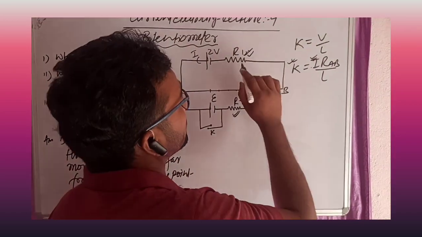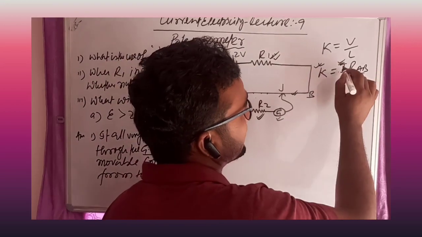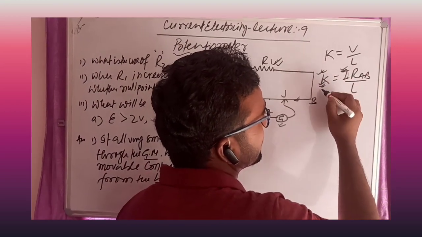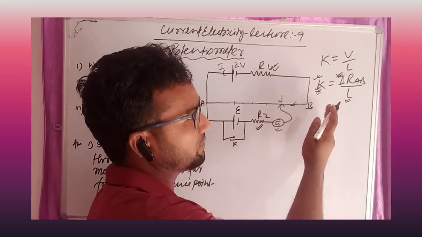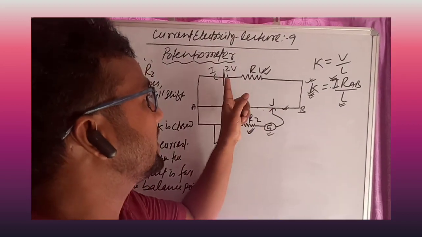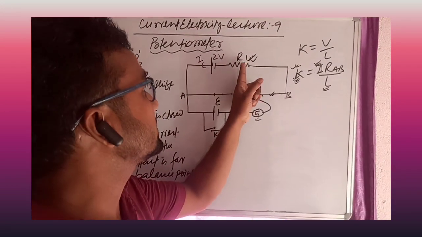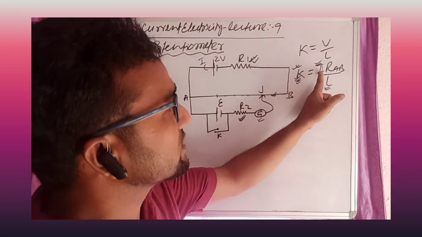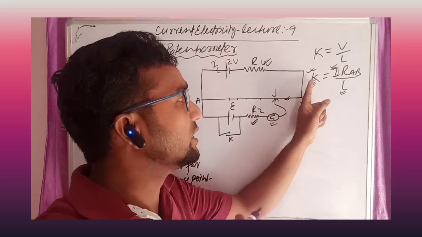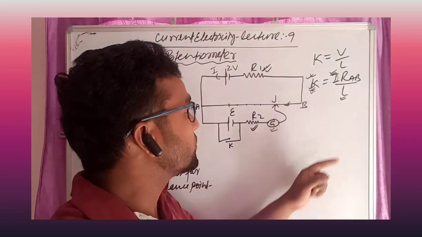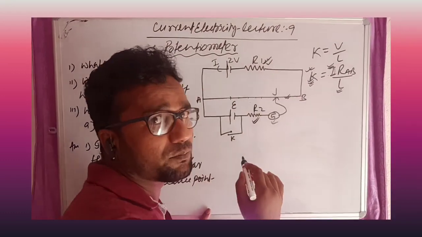No, one minute. When R1 increases, then the current will decrease. When the current decreases, then K will decrease. When K decreases, then the length will increase. So the null point will shift towards B. Very simple, this R1 affects the value of current from this cell. When R1 increases, the current will decrease, then the potential gradient will decrease, and potential gradient decreasing means the balancing length will increase. So in this case, when R1 increases, the balancing length will shift towards the point B.